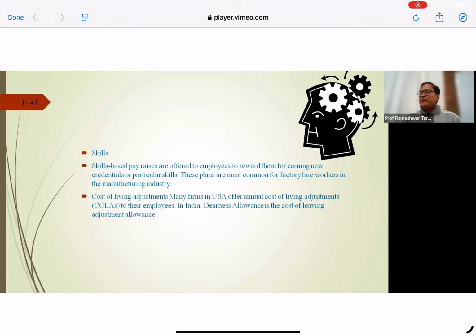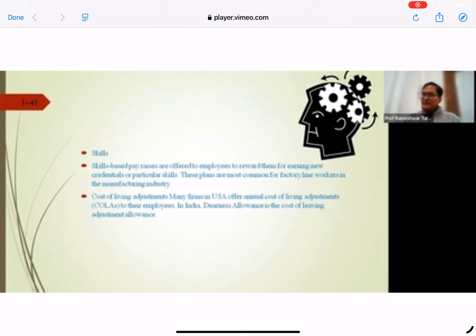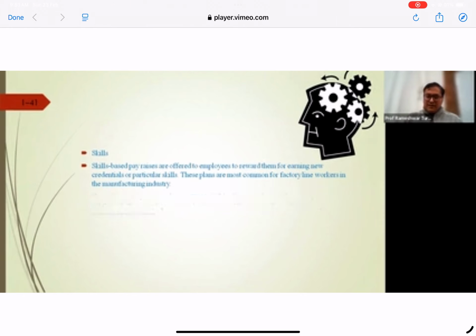And there is another one, cost of living adjustments. Many firms in USA offer annual cost of living adjustments to their employees. In India, dearness allowance is actually the cost of living adjustment allowance. We don't change the basic pay, but DA changes according to cost of living. Okay.